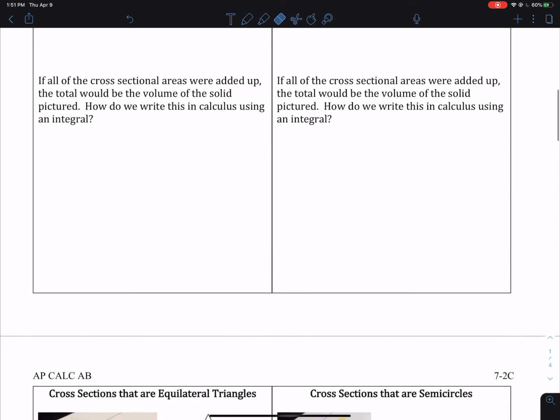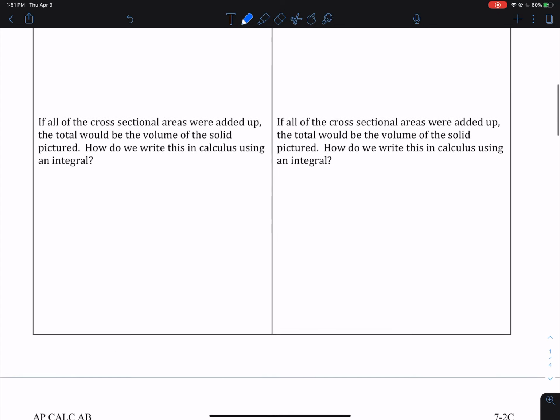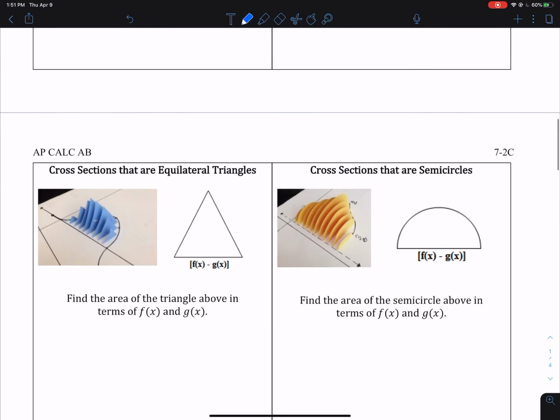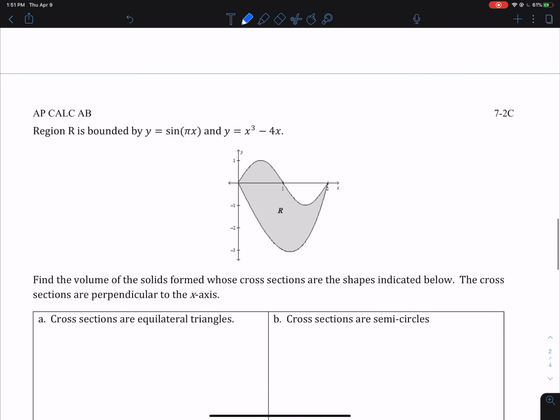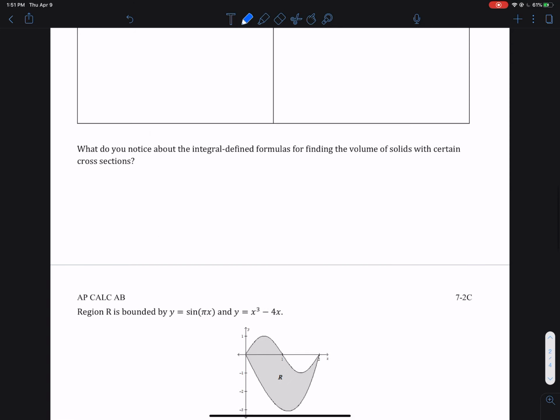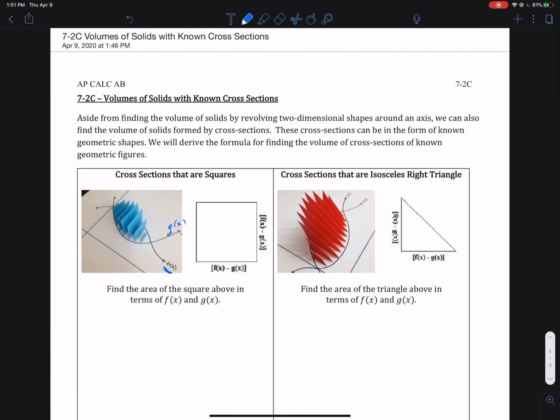Okay. Now, I'm going to start you off on the first one, and then I'm going to stop the video and have you do the cross sections for the isosceles right triangle, equilateral triangle, and semicircle. And then I'll come back and finish this one off. Okay. All right, so how do these work?